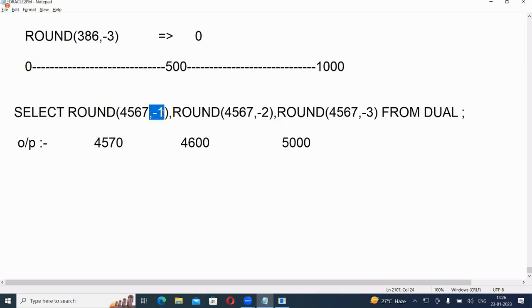Minus 1 means tens, minus 2 means hundreds, minus 3 means thousands.